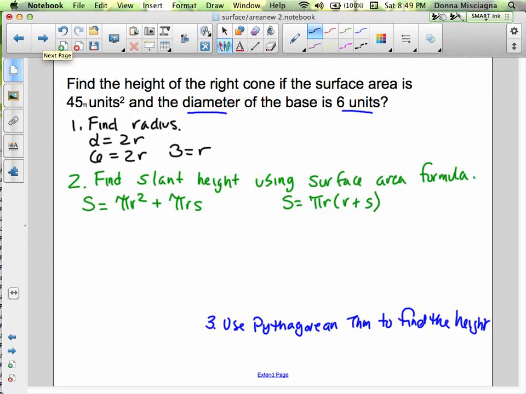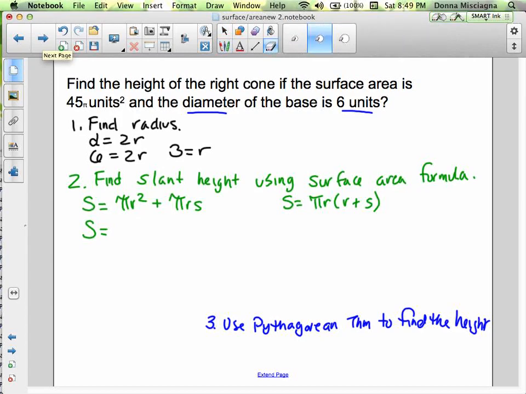Second of all, we want to find the height of the right cone if the surface area is given. So we can't find the height from the surface area, but we can find the slant height from the surface area. So we're going to find the slant height using the surface area formula. Let's use both so you can see how to use either formula to find your slant height. If it says height, that's not a mistake, but you can't go straight to height from the surface area. You have to go to slant height. So using this formula, not factored, we're going to plug in the things that we know.